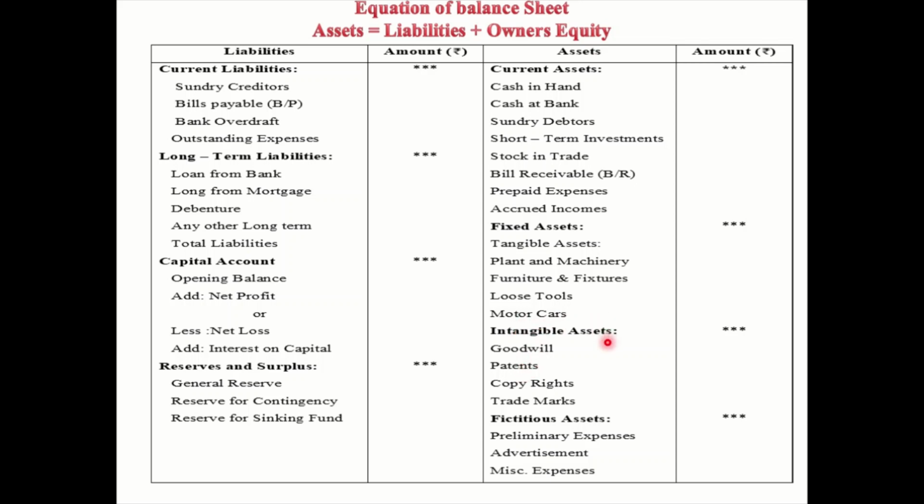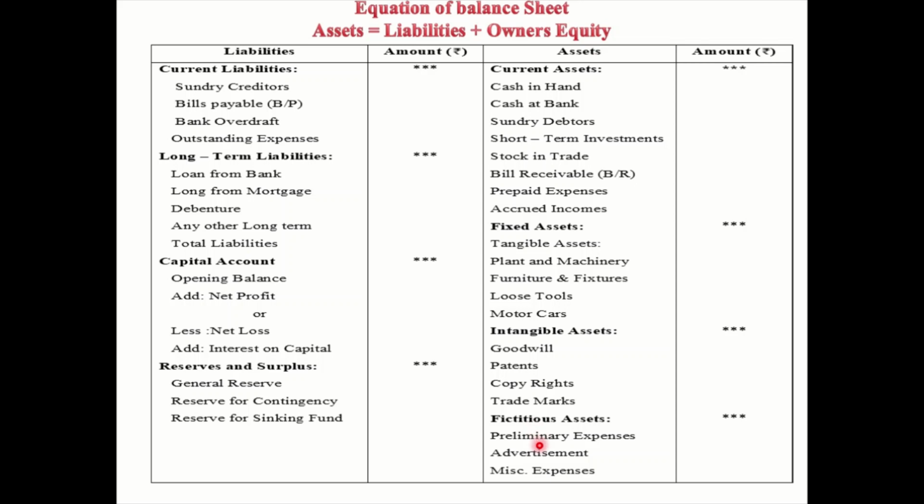Now, fictitious assets are also one type of intangible asset, but there is a slight difference between fictitious assets and intangible assets. Fictitious assets have no physical existence. These are the expenses incurred in running the business. Also, there is no resale value for fictitious assets, and they are amortized over several years. That we call fictitious assets.